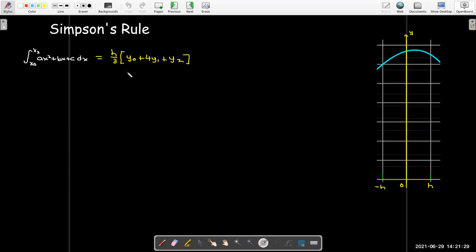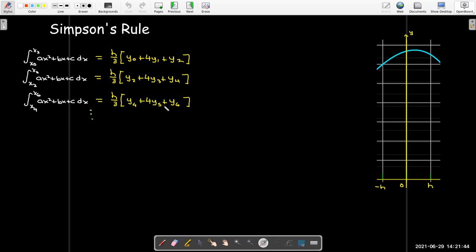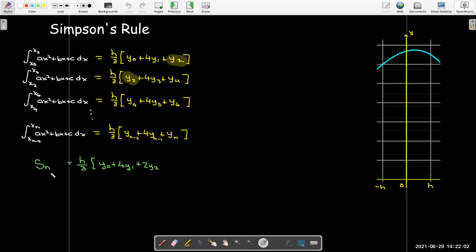So that would be for my first subintervals. Then I could do the same thing for the next subintervals, but instead of having y0, y1, and y2, I have y2, y3, and y4. And then in the next one, I'll have y4, y5, and y6, and so on until I've done all of the n over 2 pairs of subintervals.